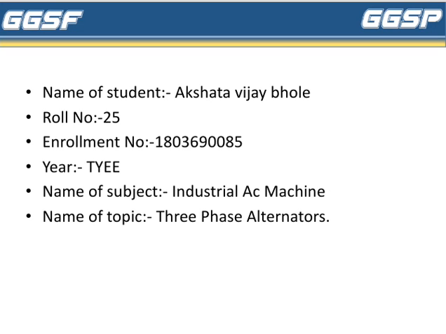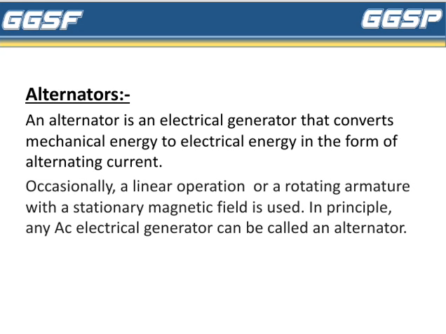Name of my subject is Industrial AC Machine. Today's presentation topic is three-phase alternators. Now, what are alternators? An alternator is an electrical generator that converts mechanical energy to electrical energy in the form of alternating current. Occasionally, a linear operation or a rotating armature with a stationary magnetic field is used. In principle, any AC electrical generator can be called an alternator.